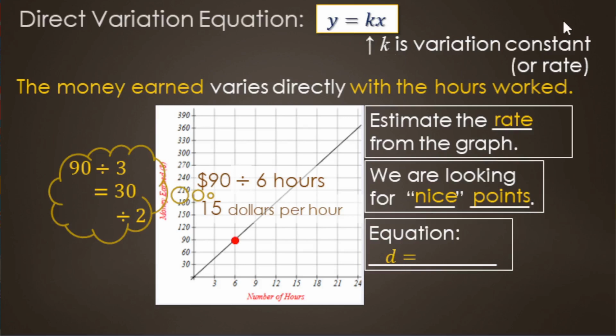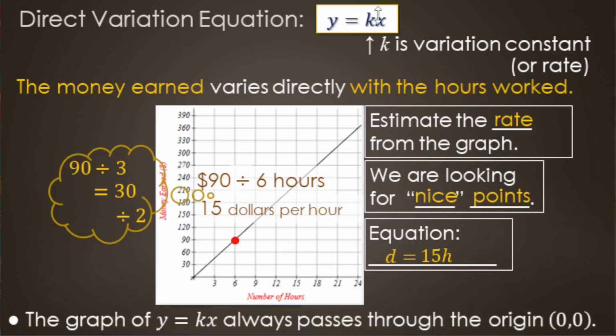Next up is our K. That's our variation constant or the rate. In this case, that was a 15. And then our independent variable is going to be the number of hours. So you could use X if you want. Up here it's an X, but H for hours, or you could use T for time in hours as well.